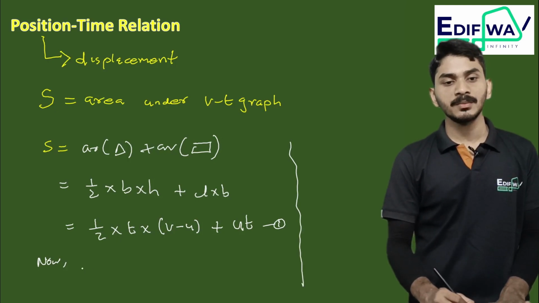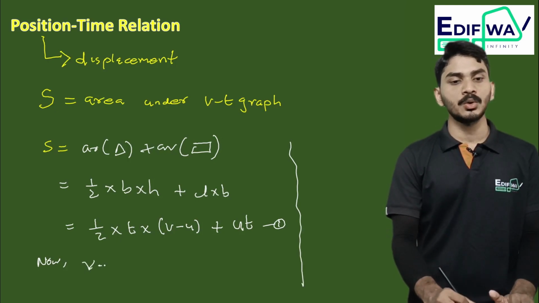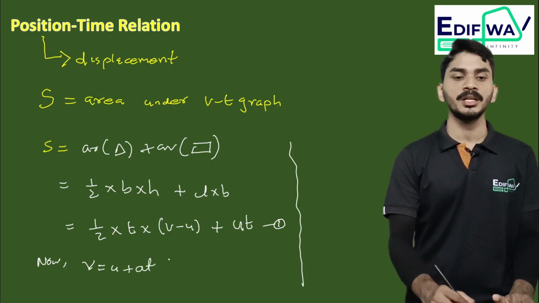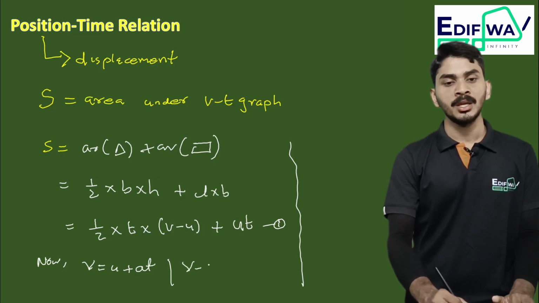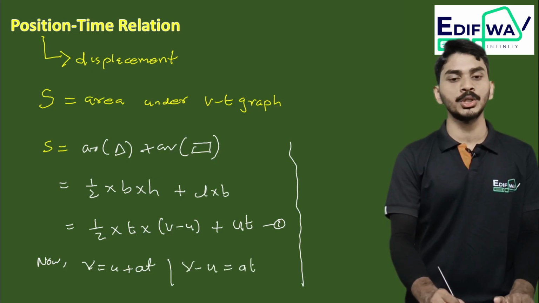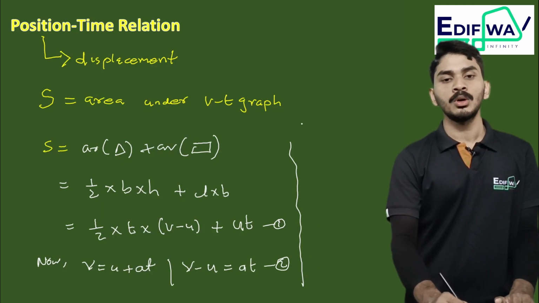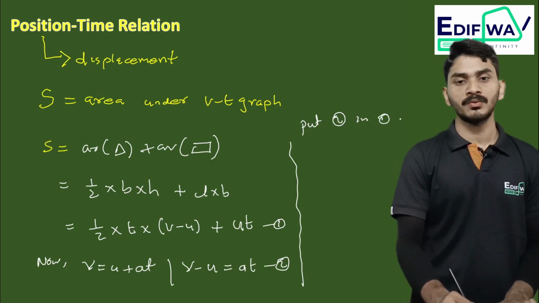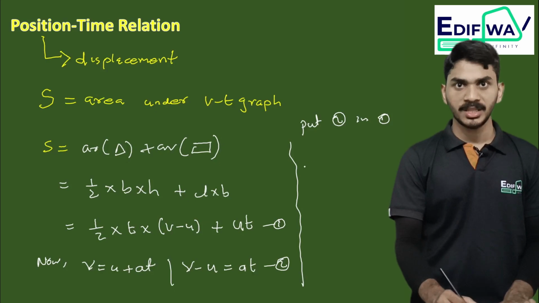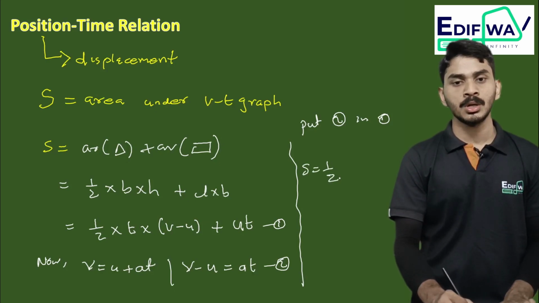We have learned V is equal to U plus AT, right? From there you can say V minus U is going to be AT. Let that be equation number 2. So put 2 in 1. Okay, so you get that S is equal to half T.